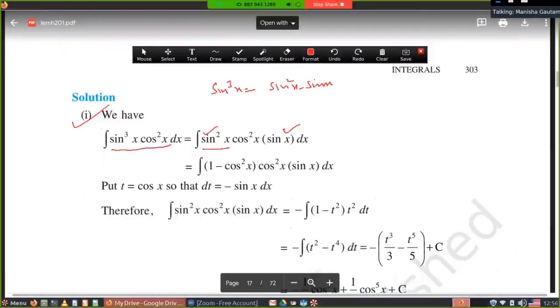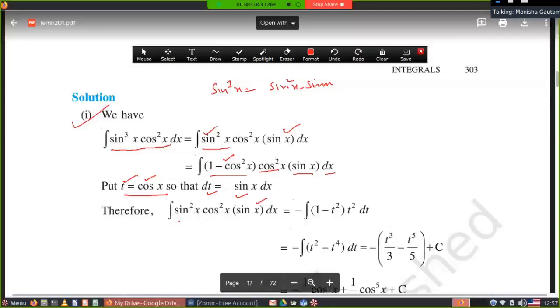Now you can write this statement. As you know, sine square theta plus cos square theta is 1. You can put the value sine square x is equal to 1 minus cos square x. Now the whole question is in cos, only one sine and dx is there. As we know, the derivative of cos is minus sine x. If I take cos x is equal to t, then the whole question is converted into t, and this sine x dx becomes dt. So let t is equal to cos x and take the derivative, dt is equal to minus sine x dx. From here you can find the value of dx and put it in the integration.